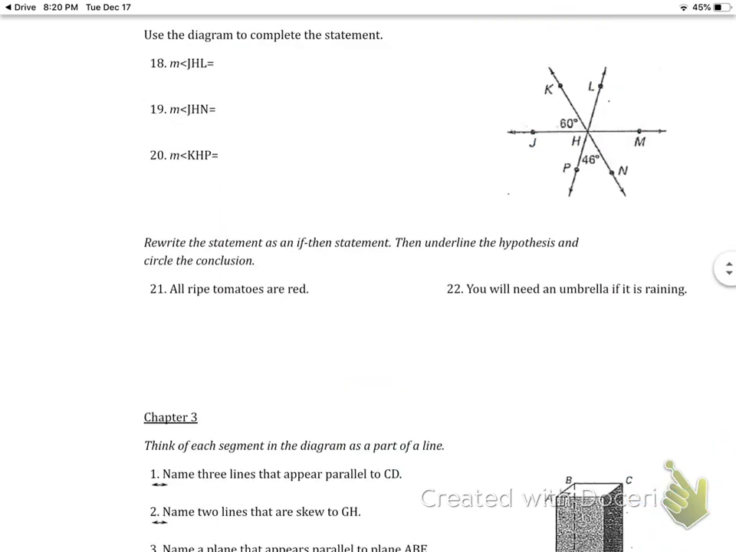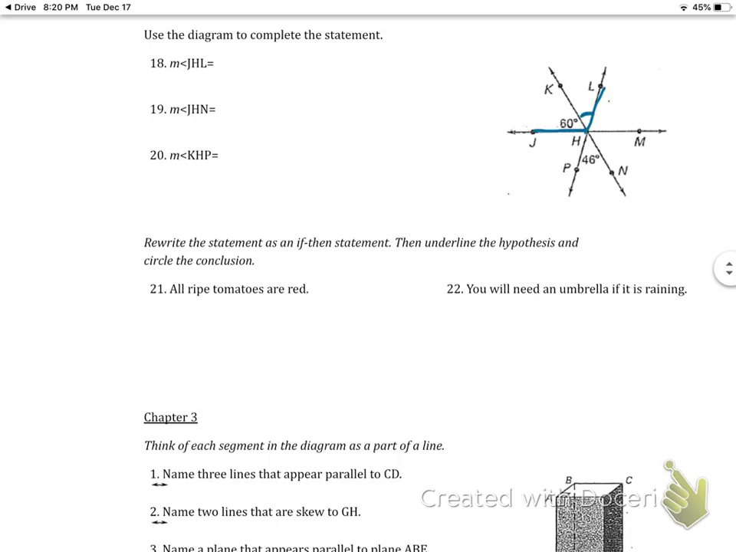Okay, this is a question that involves us using the diagram to complete the statement. Well, we see that JHL, we want to find the measure of JHL. Well, to be able to find the measure of JHL, we have to use some other information. So JHL is this one right here. Well, we know part of it. We know the 60 degrees, but we have to figure out something here.